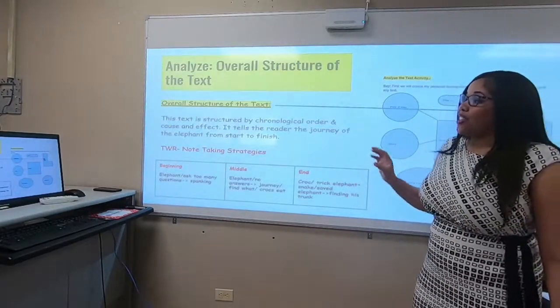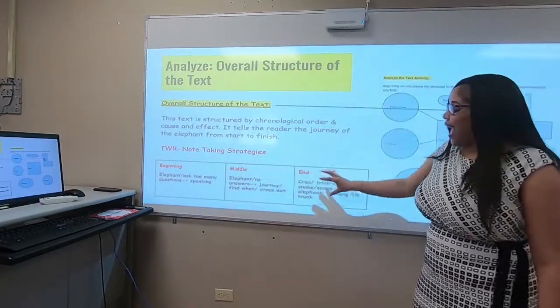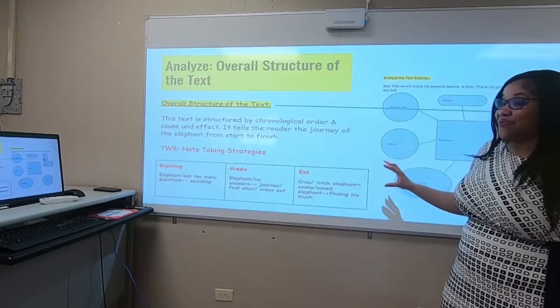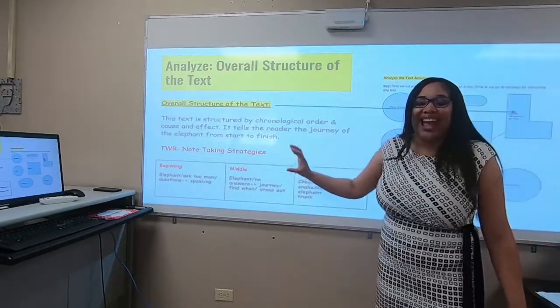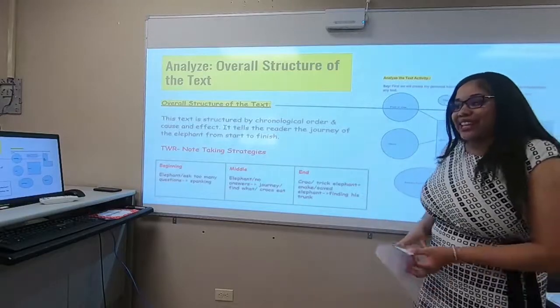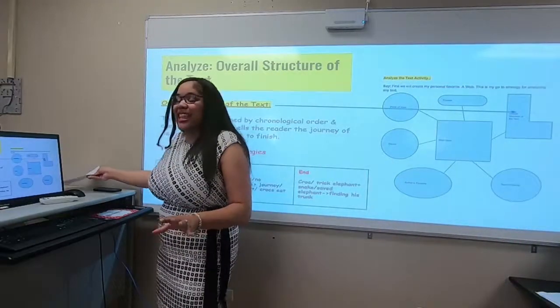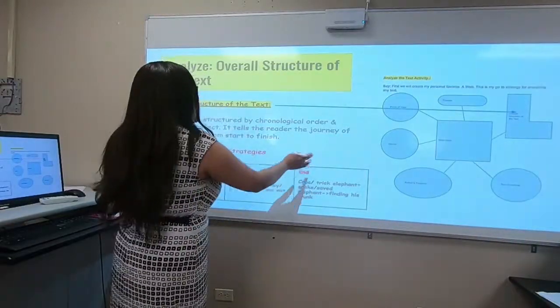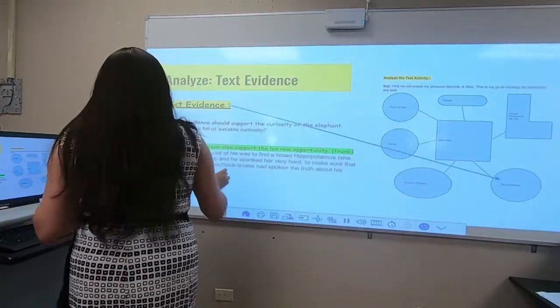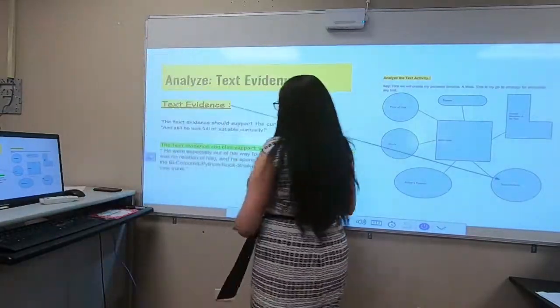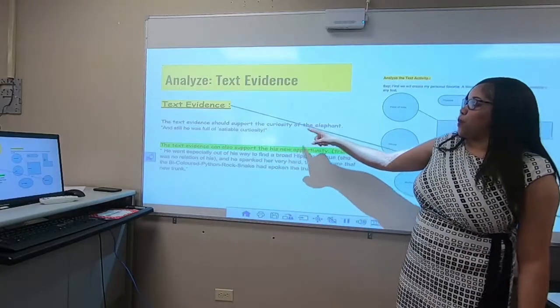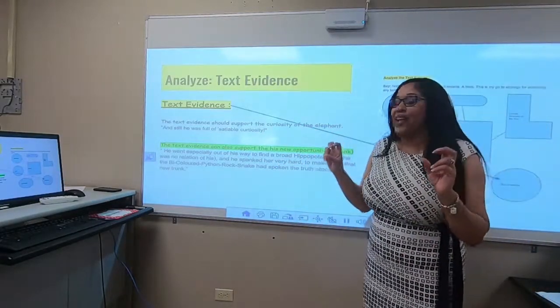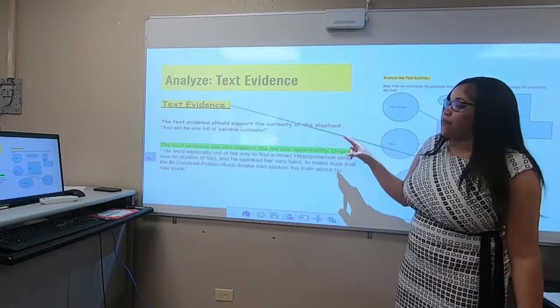So again, all of these things are going to create some ideas and events here so that you can write a full story. Now you've gone over the big six. Let's go back over and see our big six. Oh, we didn't go over our text evidence.